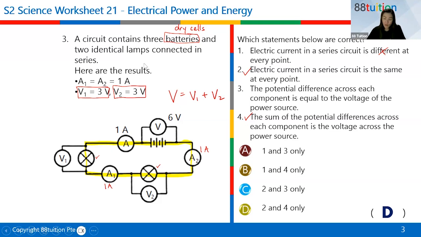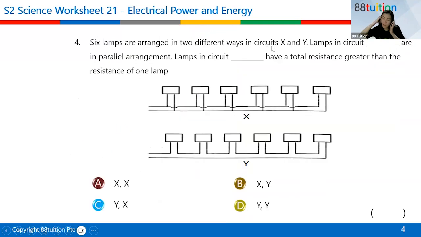6 lamps are arranged in 2 different ways in circuits X and Y. Lamps in circuit X are arranged in parallel, and then the lamps in the next circuit have a total resistance greater than the resistance of one lamp. Okay, so what do you think is the answer? Question 4. Wow, everybody put the same. Very good. Okay, question 4, answer is B.